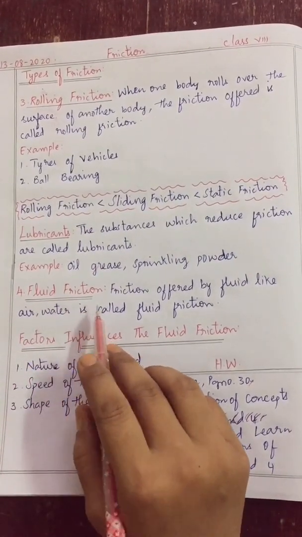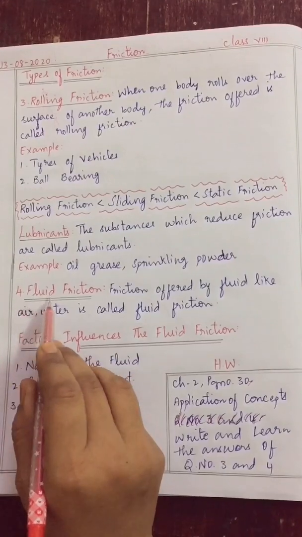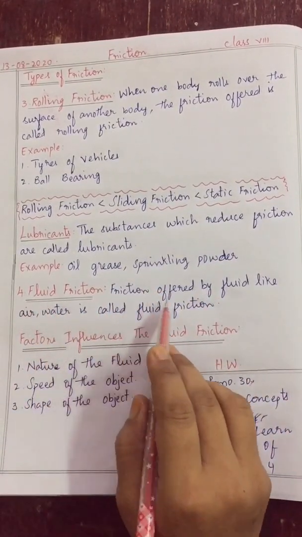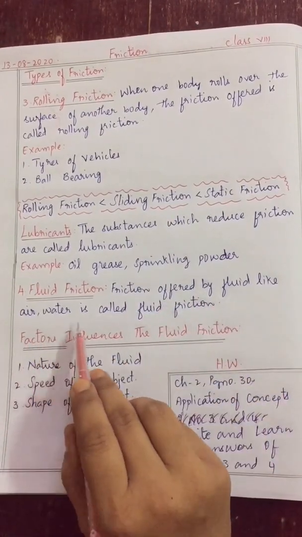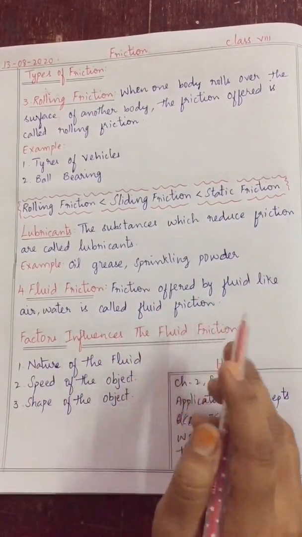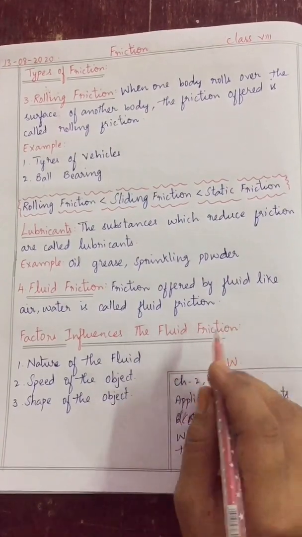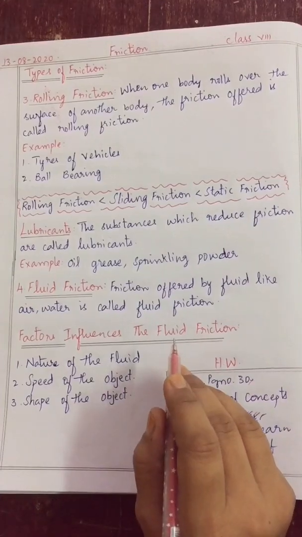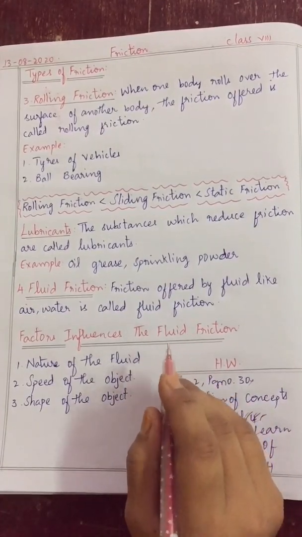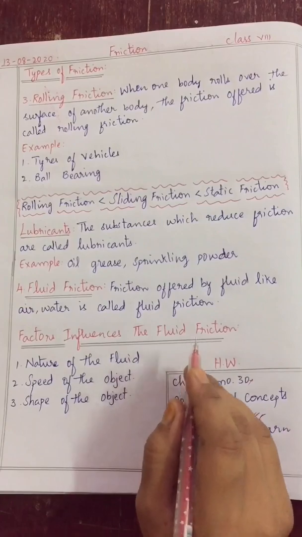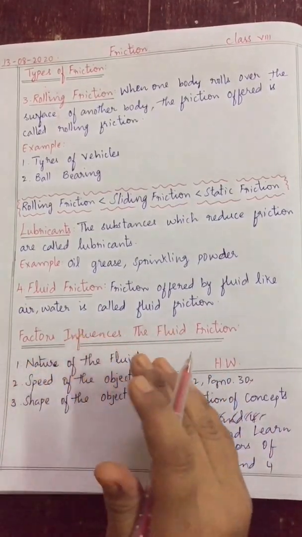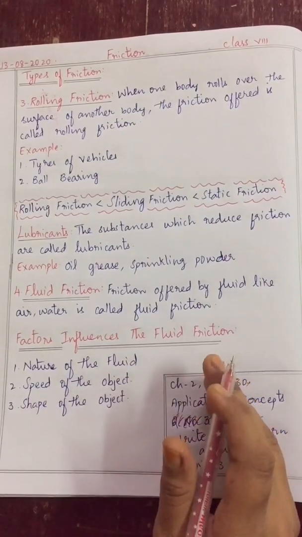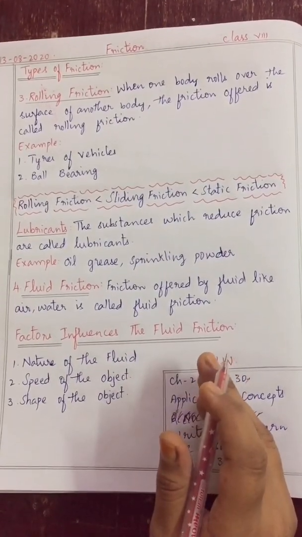What is fluid friction? First of all, what is fluid? Fluids are nothing but liquids and gases. So the friction offered by fluids like air and water is called fluid friction. For example, suppose when we drop an object from a particular height, it falls to the ground. Correct, children? That means air offers resistance here. What about water, children? What will happen when any object moves in water? When fish swim, they encounter resistance from the water.